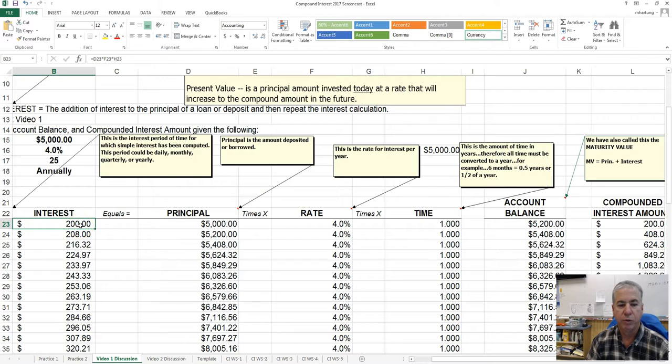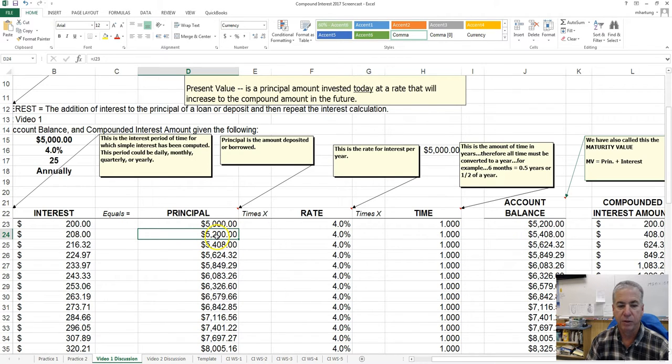So we calculated $200 in interest, and then what we did is added that to the principal. So $5,000 plus the $200 earned in 1 year's time. We now have a total of $5,200 as the account balance or the maturity value at the end of year 1, or at the end of the first compounding period. And then what happens is that this $5,200 becomes the new principal for the next year or the next compounding period. And then we apply the simple interest formula again.